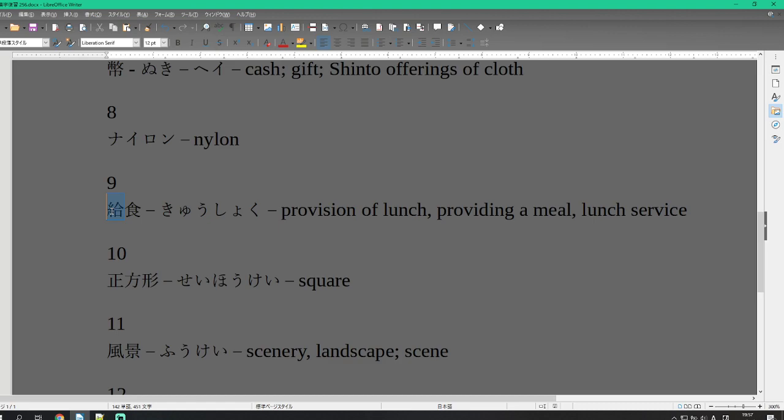Number 9 is Kyushoku. Kyu on the left side is a salary, a wage, something given for services. Shoku on the right side is food. So it's kind of a set meal or provision of lunch, providing a meal. Kyushoku is a provided meal, or your provision for lunch.